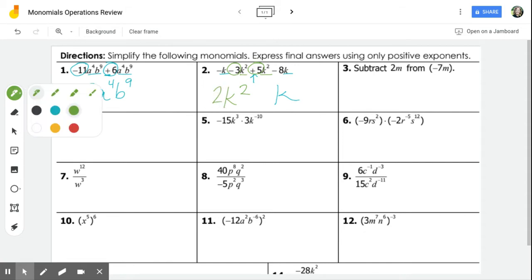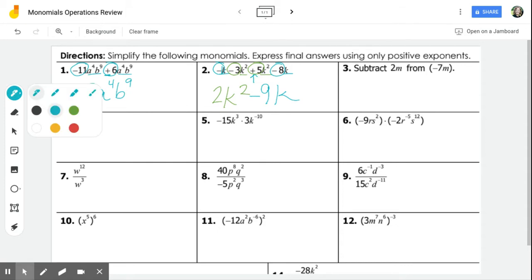Now let's deal with the coefficients of k. Remember, when there's just a negative or nothing at all, that indicates a 1. Okay, so I have a negative 1 plus negative 8, or negative 1 minus 8. And that would be negative 9. So make sure you're bringing that sign along with it.